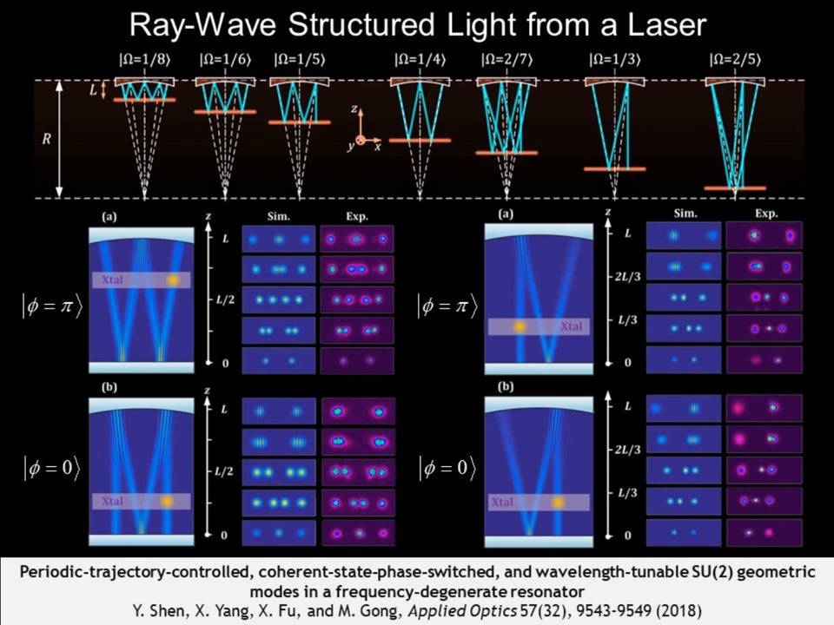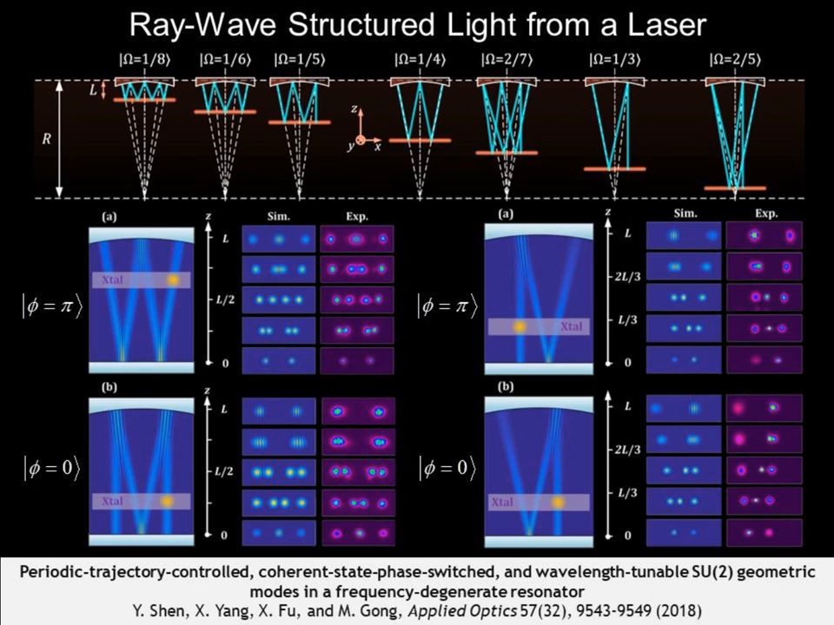Actually, we can control 2 kinds of eigenphase state, the coherent phase state, 0 or pi, in the cavity, by selectively controlling the bonding spot and the laser crystal in the cavity. For example, for the 4-ray state, the phi equal to pi and the phi equal to 0 states are the W shape and the M shape respectively.